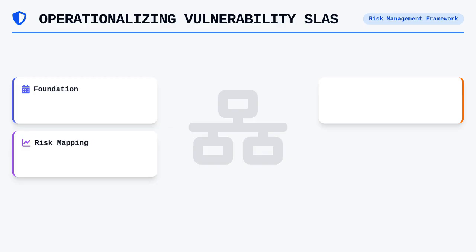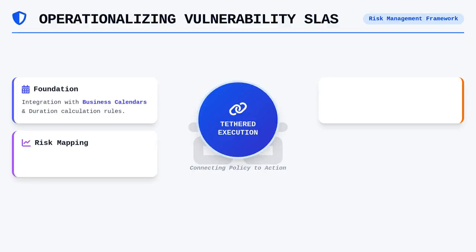To make these SLAs operationally significant, we must integrate them with the underlying business calendar and duration calculation rules. Unlike standard tickets, vulnerability remediation is deeply tethered to severity rankings. For example, a critical rated vulnerability usually demands a much tighter remediation window than a low-risk finding across non-production systems. We achieve this by mapping target definitions directly to the risk score ranges evaluated by your vulnerability calculators.